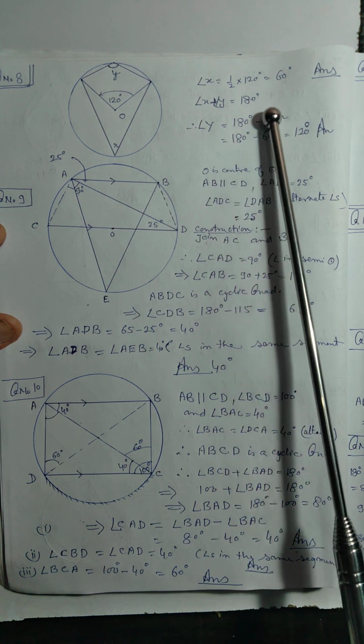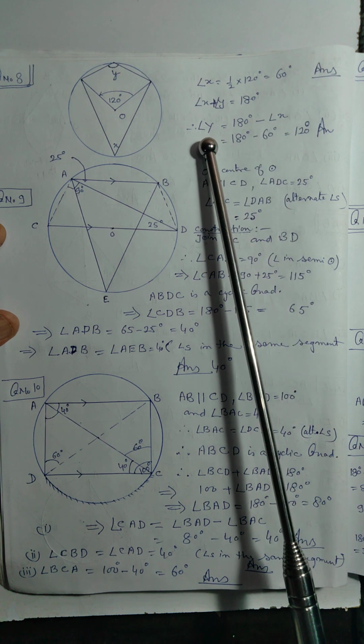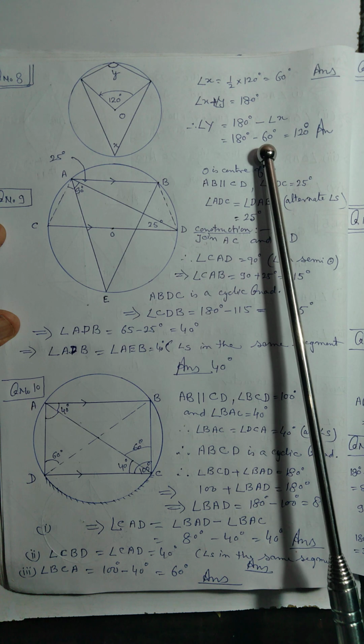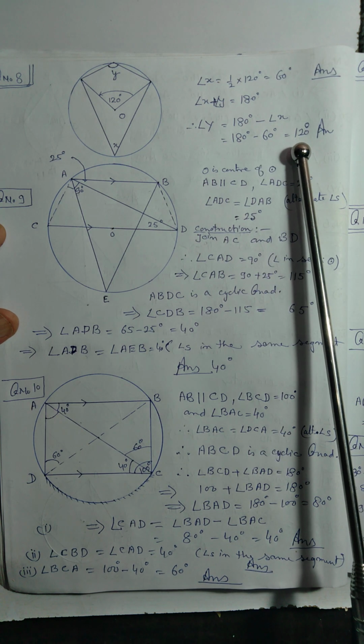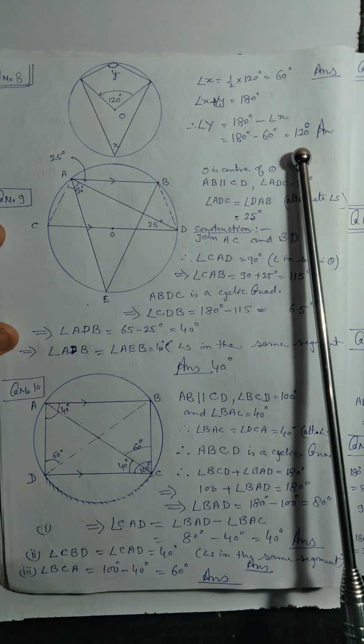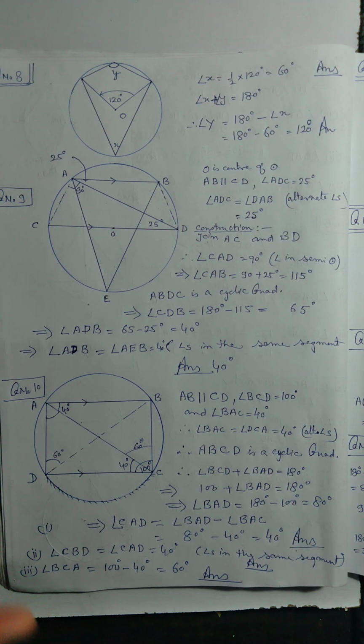X we know now, 60 degree. So y will be equal to 180 minus angle x, that is 60. So 120 degree it will be the answer. The y will be equal to 120 degree. Now come to question number 9.